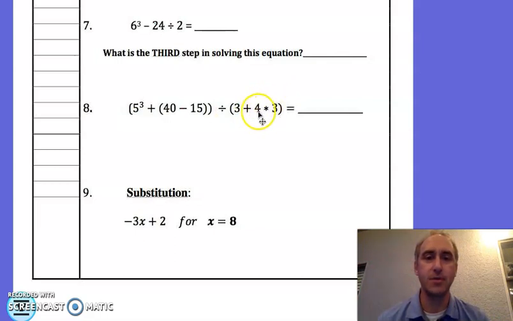4 asterisk 3, or 4.3, is the same thing as 4 times 3. We apply that and add it, and then we divide both parts.